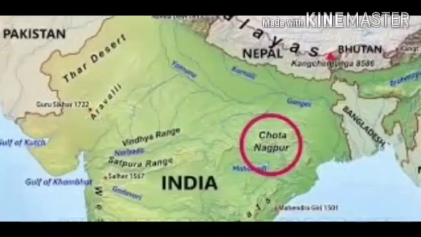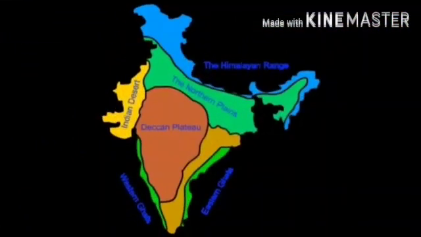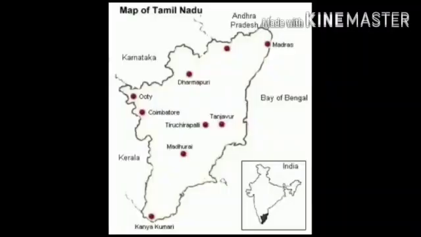The plateaus are generally rich in minerals. The Chota Nagpur Plateau is one of the mineral-rich plateaus in India. The Deccan Plateau in peninsular India is of volcanic origin. Some plateaus are found in Tamil Nadu. They are the Dharmapuri Plateau, Coimbatore Plateau, and Madurai Plateau.